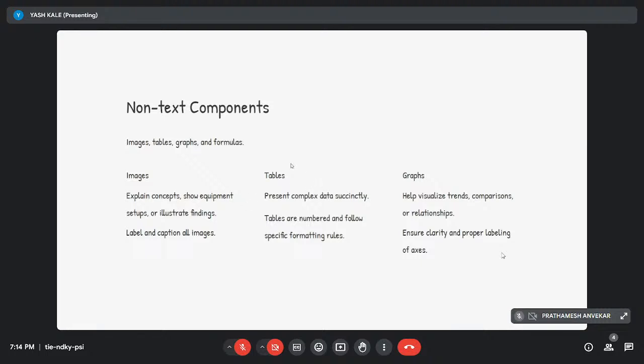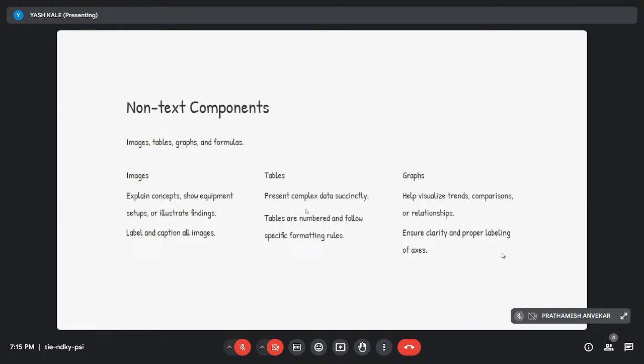So the next non-text component can be tables. Tables are used for presenting complex data concisely. You should ensure that tables are numbered and follow specific formatting rules, and ensure that the tables are easy to read and properly formatted.